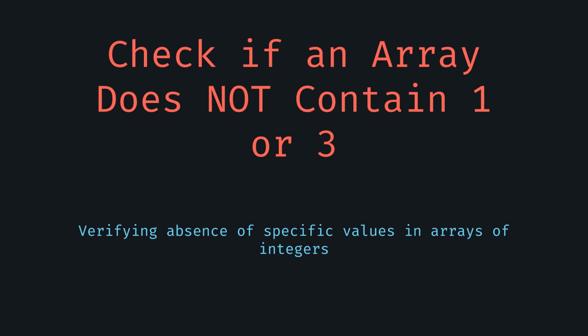Today, we'll tackle an interesting array-related problem: how to determine if an array does not contain the numbers 1 or 3. This builds on our previous lesson where we checked for their presence. This time, we'll flip the logic to confirm their absence. This task is an excellent exercise in logical conditions and array methods in JavaScript.